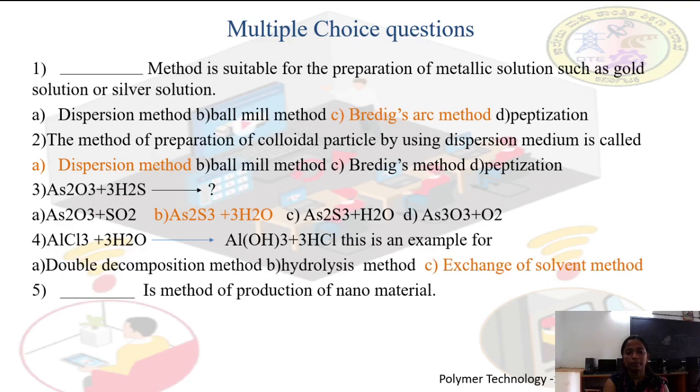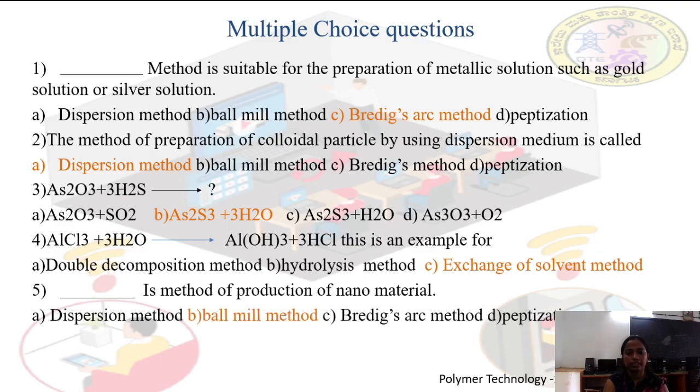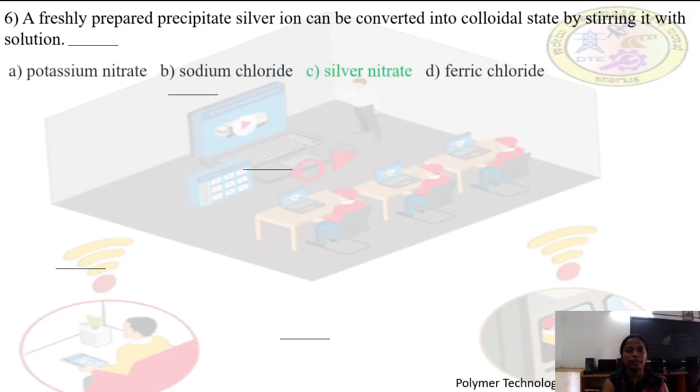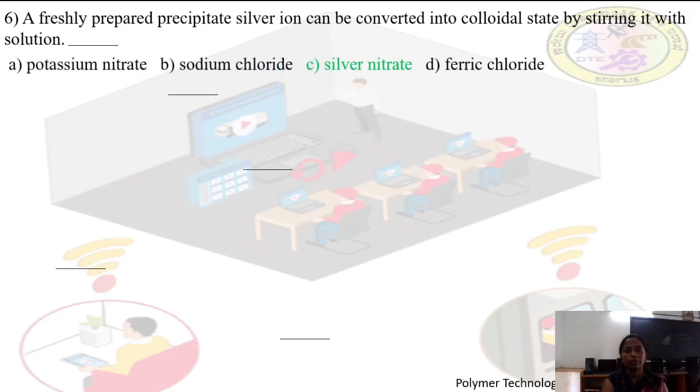Dash is a method of production of nanomaterials. A. Dispersion method, B. Ball mill method, C. Bredig's arc method, D. Peptization. B, ball mill method. Sixth one: a freshly prepared silver chloride precipitate can be converted into colloidal state by stirring it with dash solution. Potassium nitrate, sodium chloride, silver nitrate, ferric chloride. Which peptizing agent are we adding? That is silver nitrate.